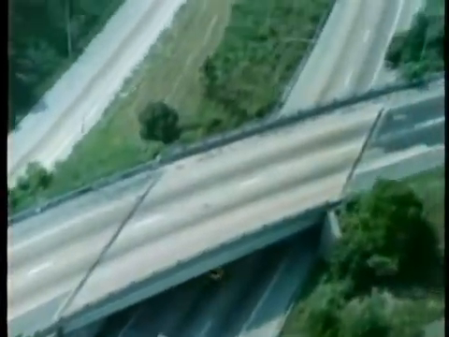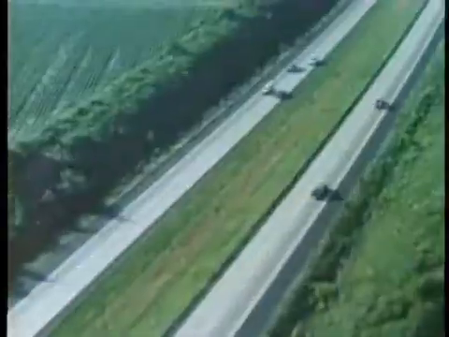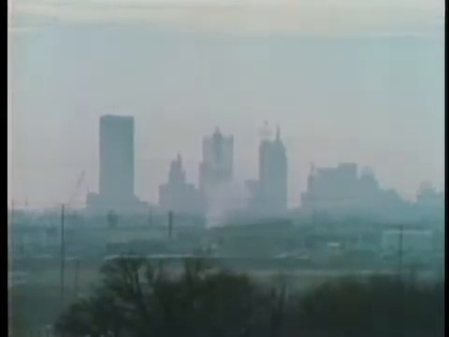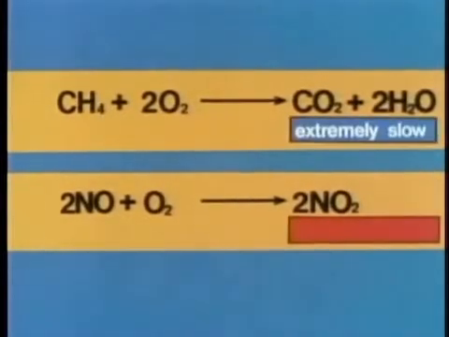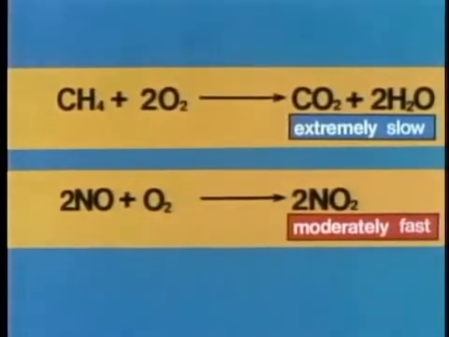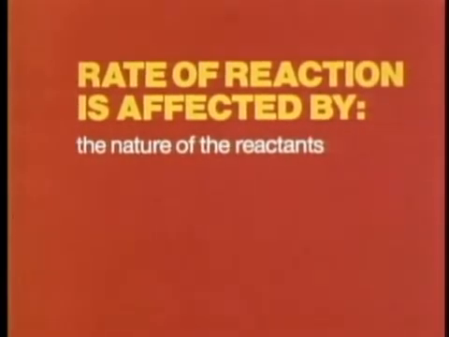But at the same temperature, nitric oxide, NO, one of the products in automobile exhaust gases, oxidizes moderately fast into brownish nitrogen dioxide, NO2. This is a reaction involved in the production of smog. Here are the 2 reactions. One, extremely slow. One, moderately fast. The difference in reaction rates lies in the difference in the nature of the reactants, methane and nitric oxide, which leads us to our first point. The rate of reaction is affected by the nature of the reactants.